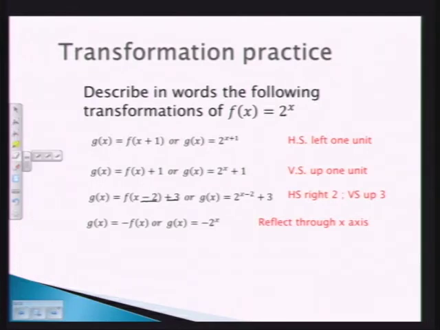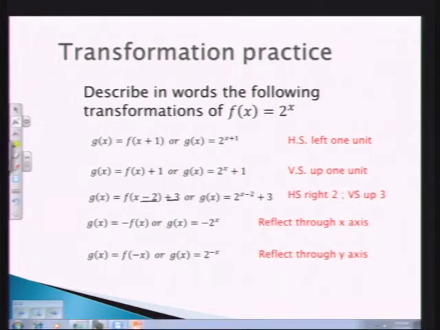We've got one more, and that is g of x equals f of negative x. Notice now the negative is in the parentheses, which means it's affecting x, and g of x equals 2 to the negative x. And what we'll have in that case is a reflection through the y-axis.